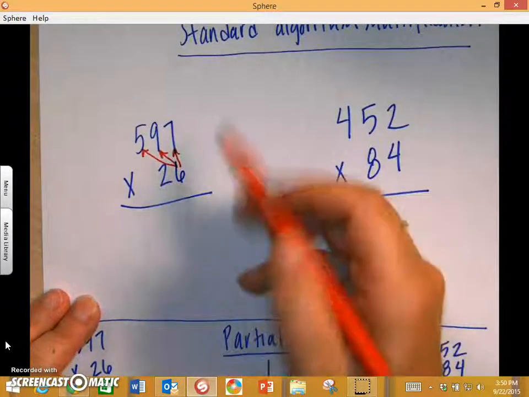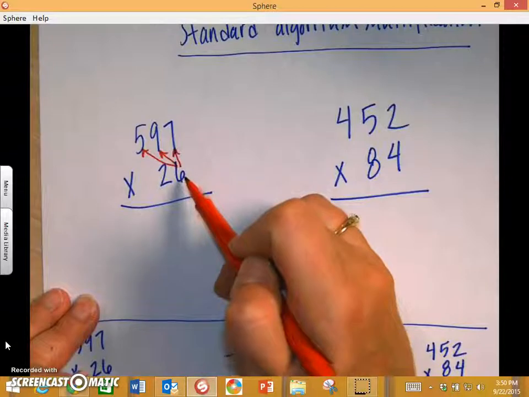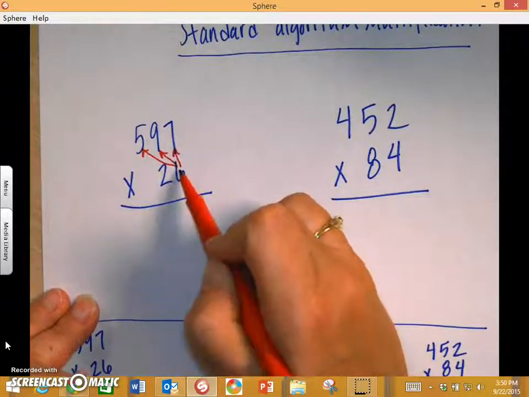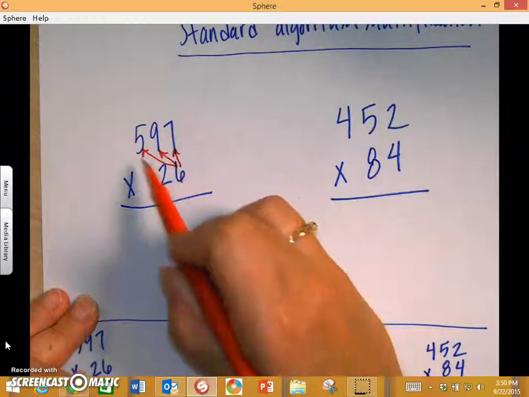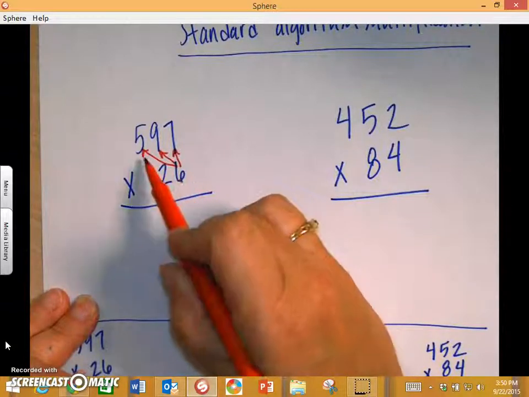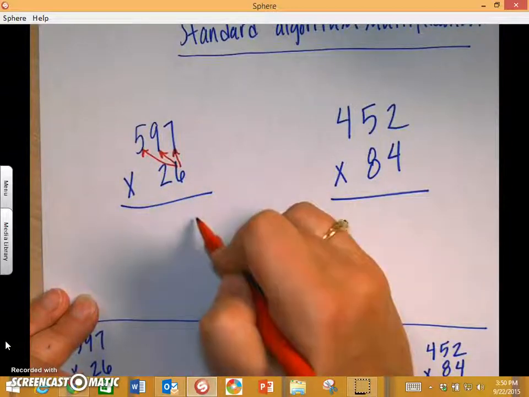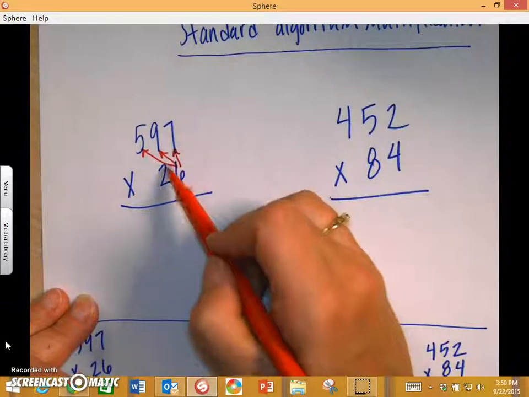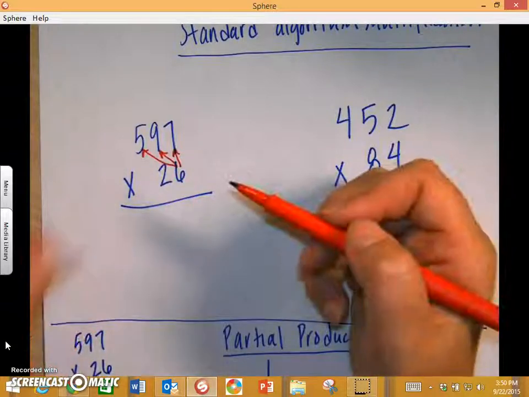And you can see I've kind of started it here. What we're going to do, we're going to start on the second row. We're going to take the 6 times the 7, write that answer. The 6 times the 9, write it next to that number. Then the 6 times the 5, and write it here in the third position. Then we're going to go to a second row. We're going to start it off with a 0. We're going to multiply the 2 times the 7, write it. The 2 times the 9, write it. And the 2 times the 5, write it.